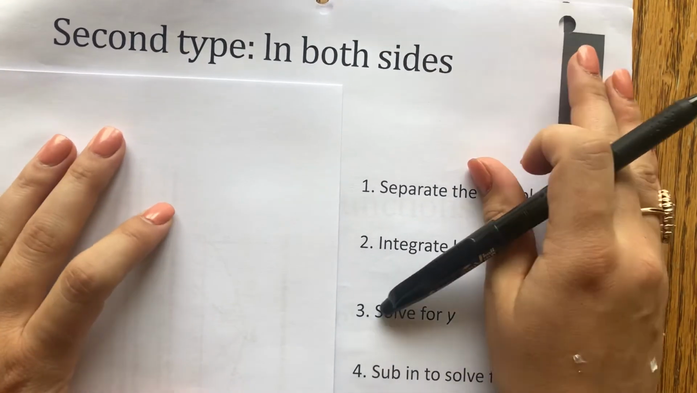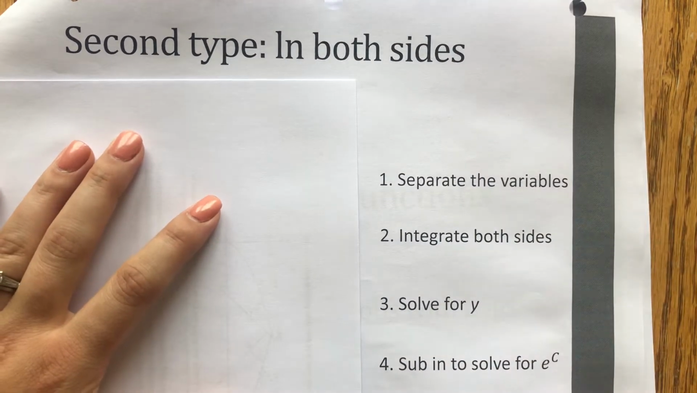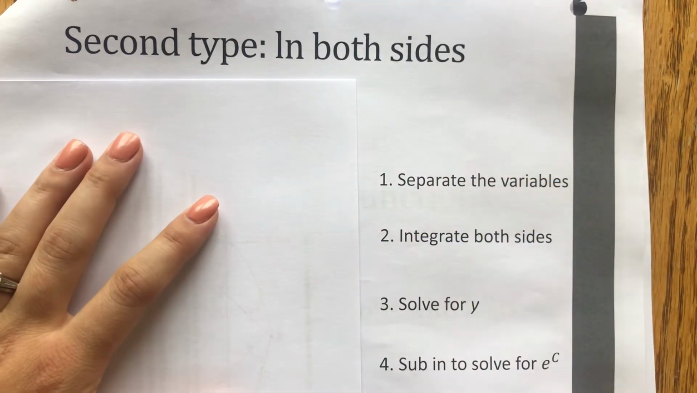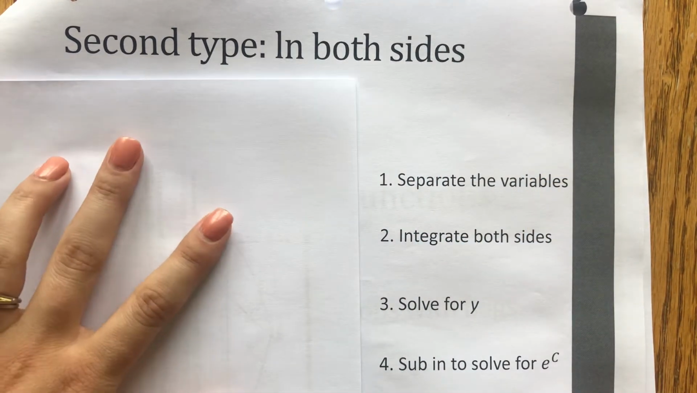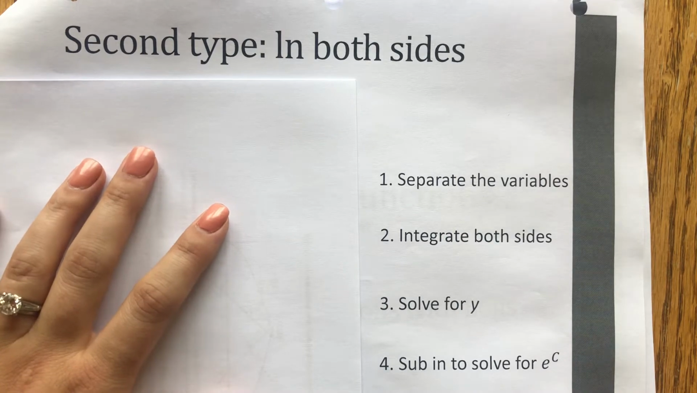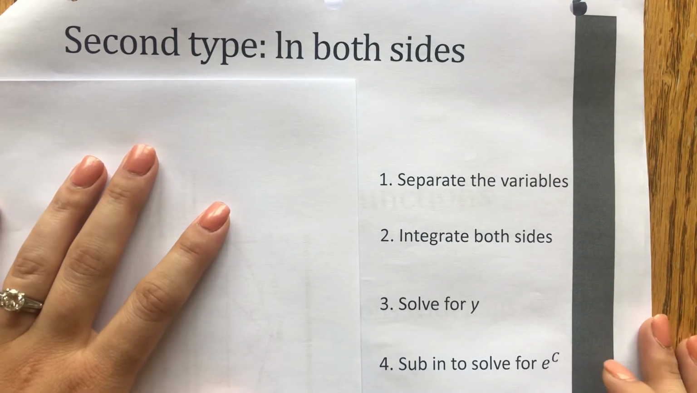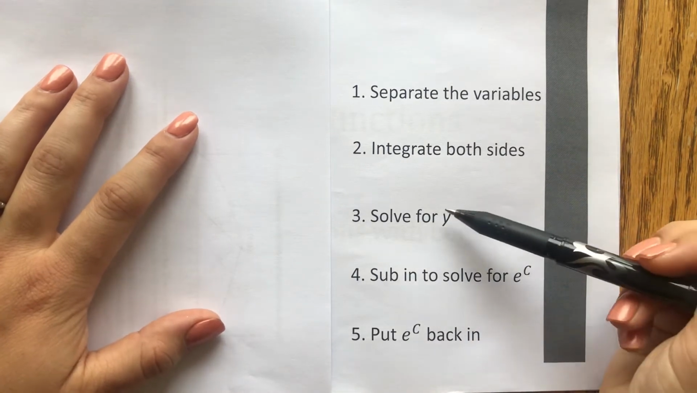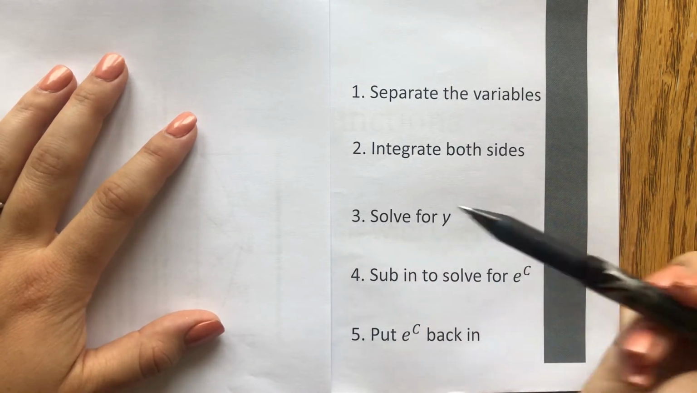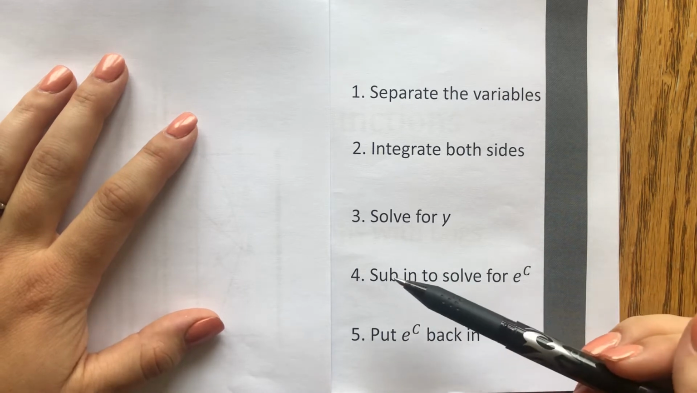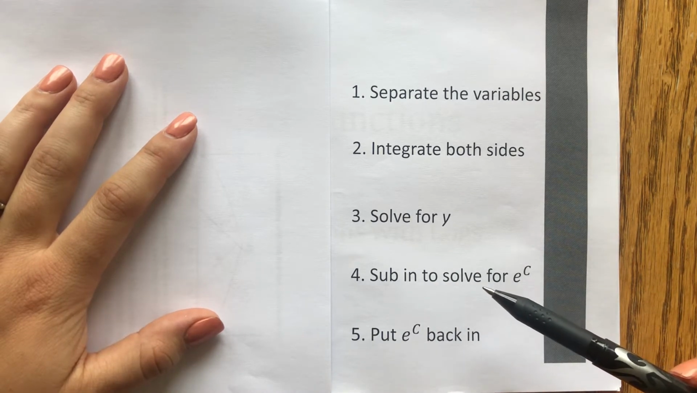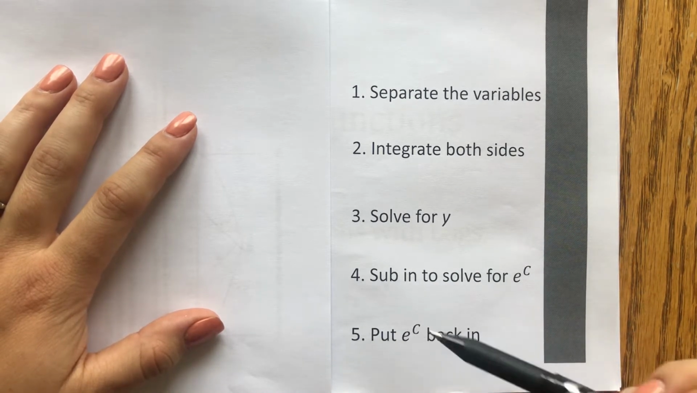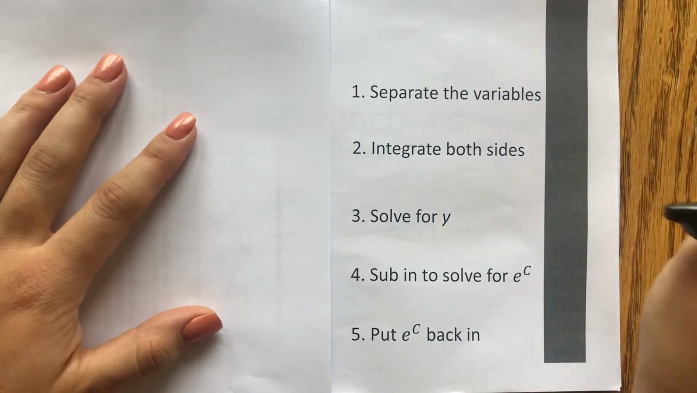So the steps are the same as any differential equations, but when ln is involved, I recommend a slightly different order. And the other thing I recommend is to solve for e to the c instead of just c. So let's review the steps. Separate the variables, integrate both sides, solve for y. So I suggest doing that at step 3 as opposed to at the end. Then you'll sub in and solve for e to the c, and then you put your e to the c back in and you'll be done because you've already solved for y.